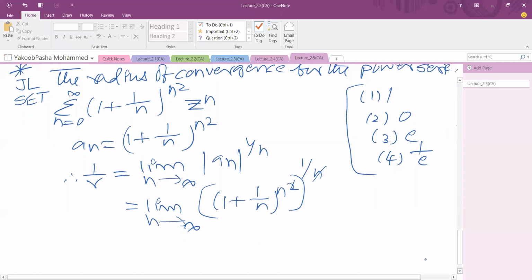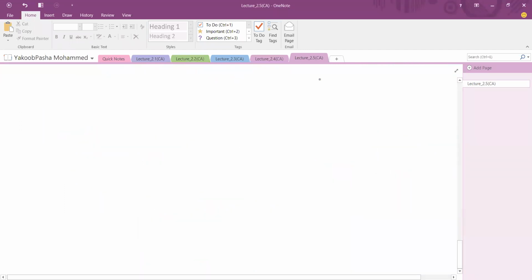Here n will be cancelled. This is a direct formula: as n tends to infinity, (1 plus 1 by n) whole to the power of n is e. Therefore, for the radius of convergence, we have to take 1 by r is equal to e, which means r is equal to 1 by e. We are calculating the value of 1 by r, so we should write the value of r at the end. r is equal to 1 by e. This is the radius of convergence.